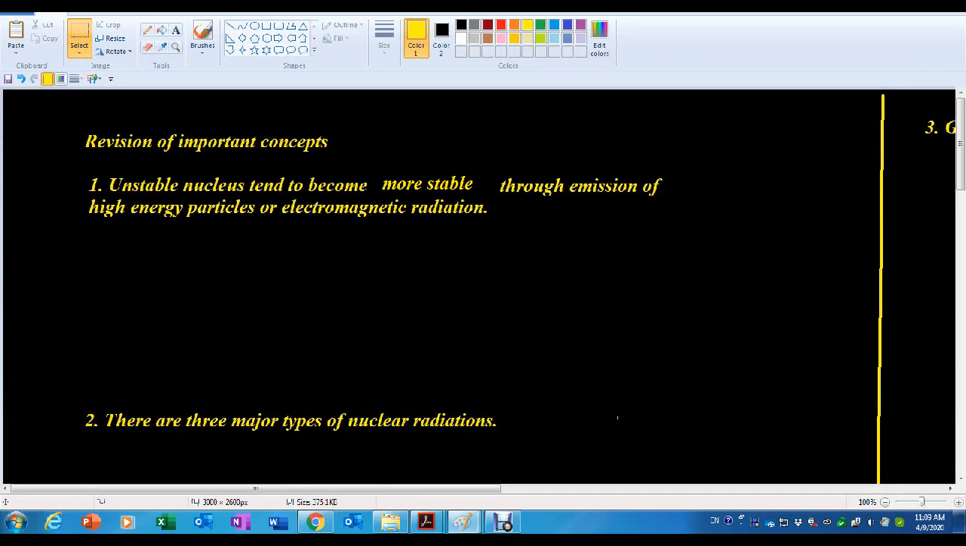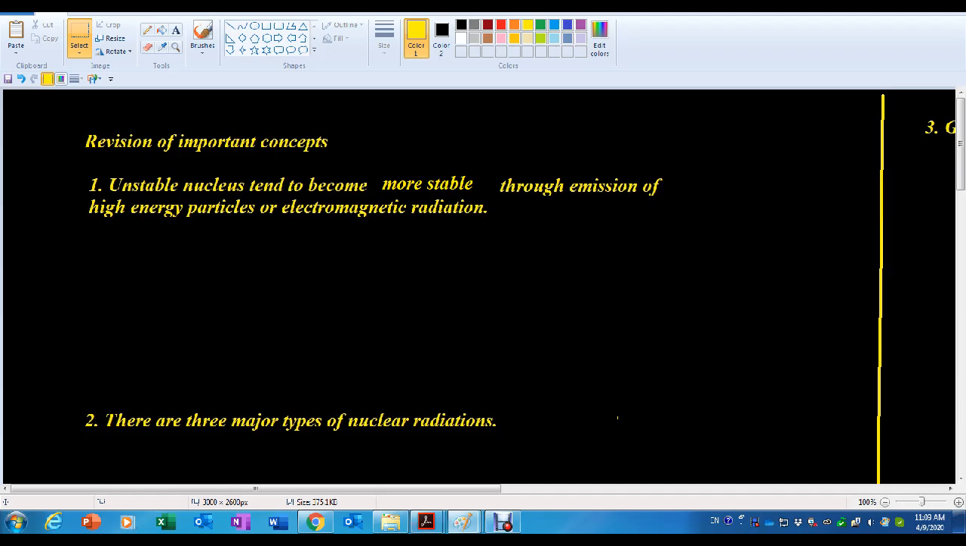We all know that there are some nucleus which are unstable, and they tend to become more stable through the emission of high energy particles or electromagnetic radiations. And we call this process a decay process or transmutation, right?